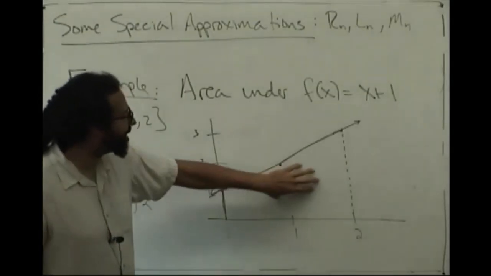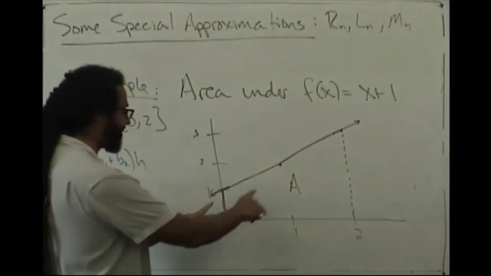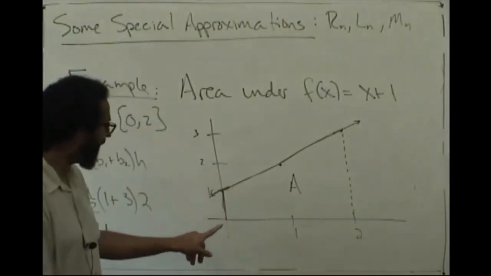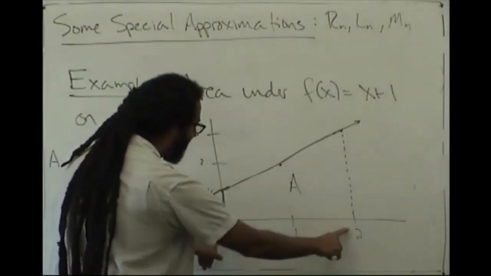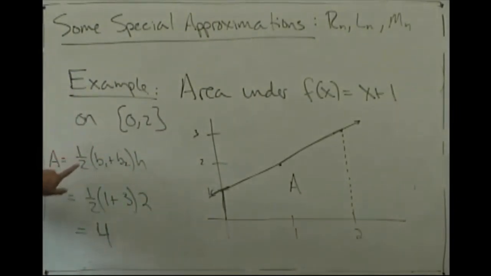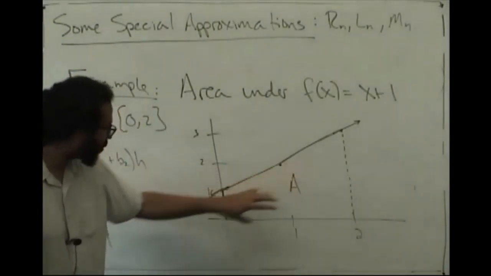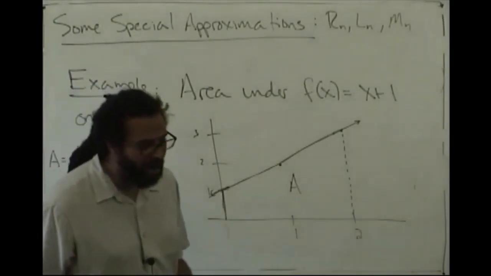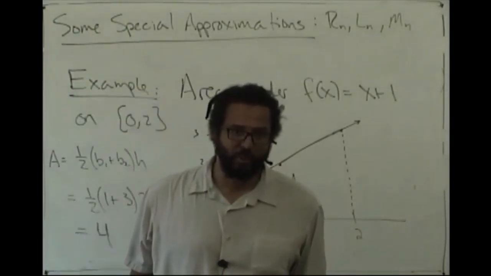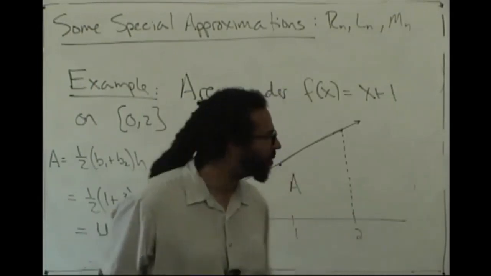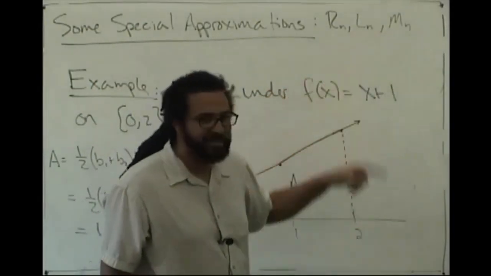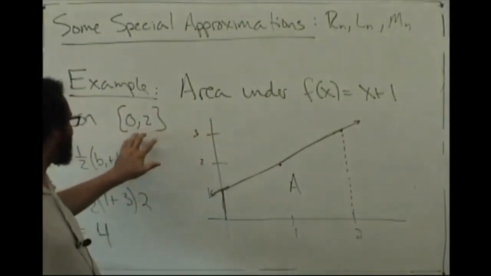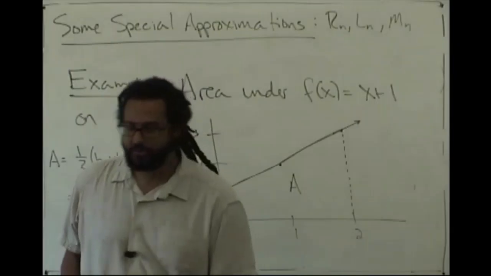So we already know what the area of this region is, right? This is a trapezoid with a base 2, a base 1, and then the height from here to here. So we know that the area of this region is going to be 4, right? So our approximation should be close to 4. And so let's see what we mean by each one of these things using this example, x plus 1 on the interval from 0 to 2.